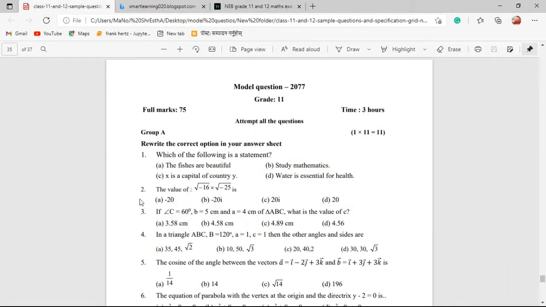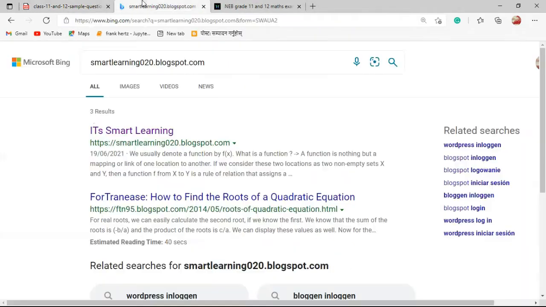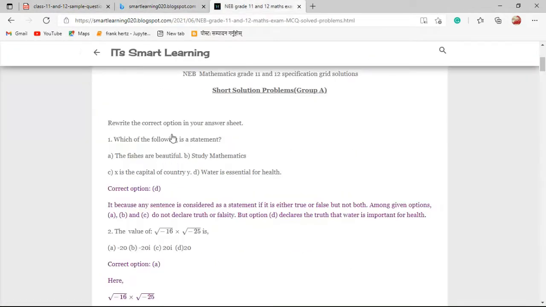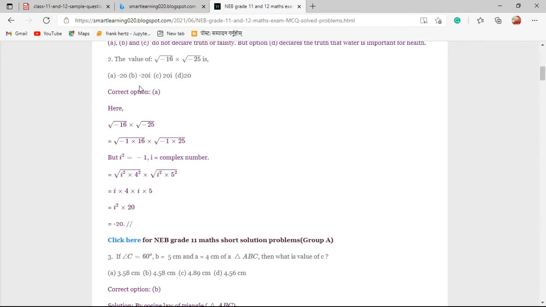Similarly, in question number 2, it asks for the value of root under minus 16 times root under minus 25. If you see the solution here, the correct answer is A, minus 20. How minus 20? There is the solution as well, and you can also see the solutions.